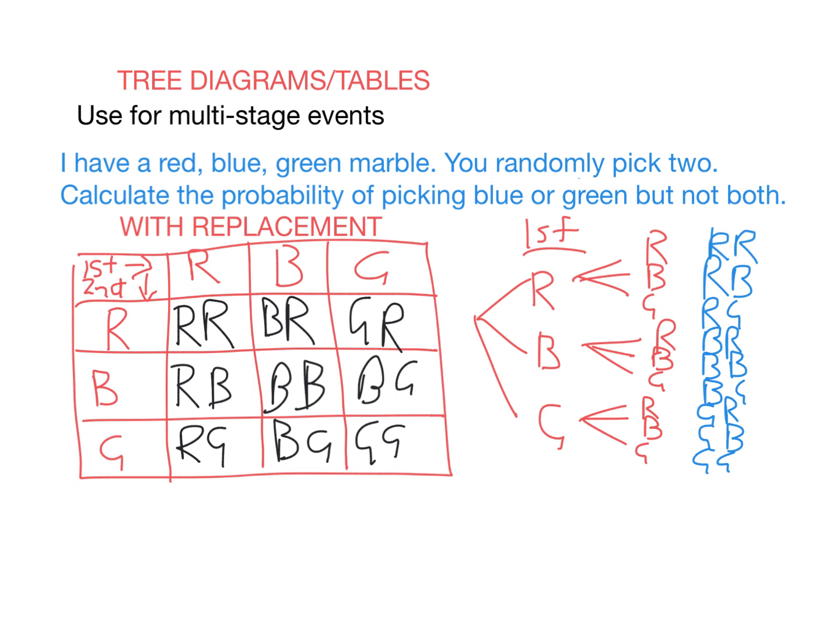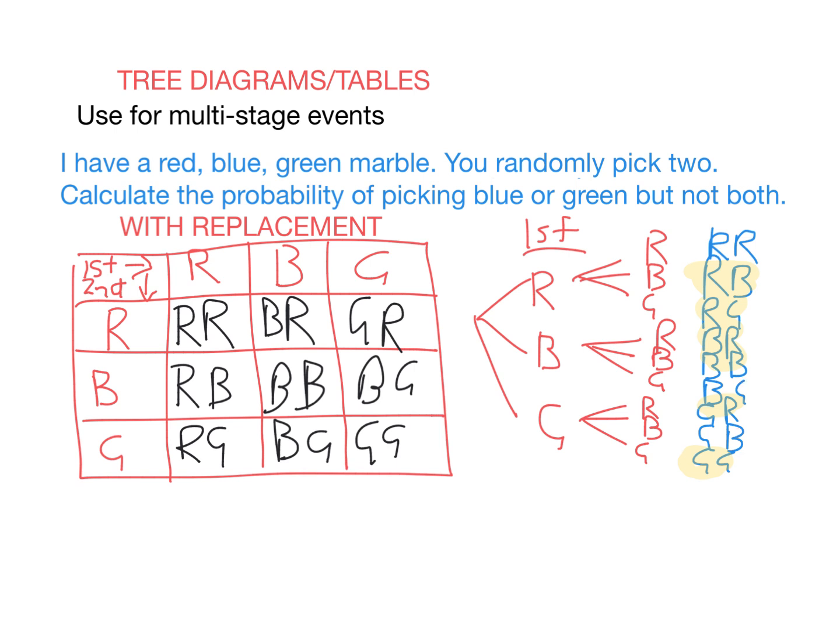Now that makes the probability question far easier. We're going to calculate the probability of picking blue or green, but not both. So because each of these outcomes here and here is equally likely, all I need to do is go and highlight the ones that are of interest. So I want the probability of picking blue or green, but not both. So that's this one because it has blue. It's this one because it has green. This one has blue, this one has blue, this one has green, this one has green. Note, because it said but not both, I don't include these ones.